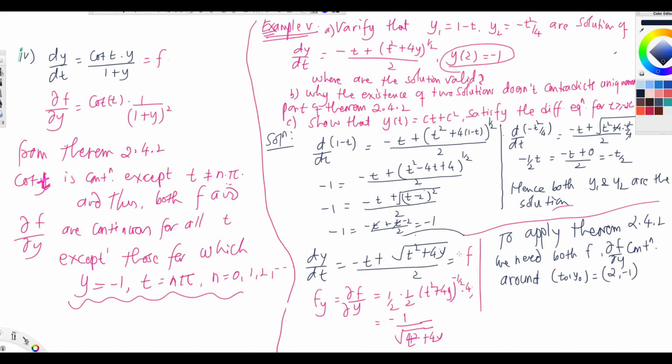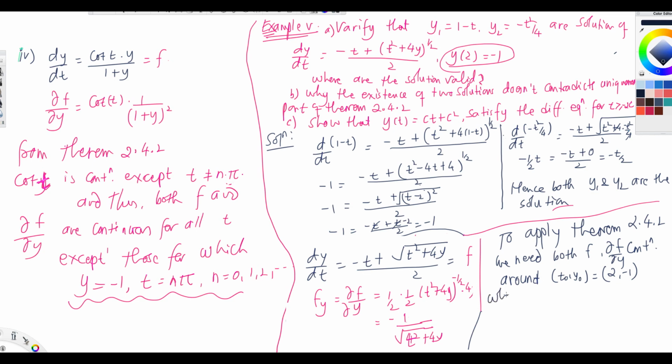So if both of these solutions satisfy the equation when you replace y by 1 minus t and y by negative t square over 4, then if you find that both f and f sub y are continuous around that point, that will violate theorem 2.4.2. It says that if both f and the partial derivative of f with respect to y are continuous around that point, then the solution will be unique. Unique means only one, right? You cannot have more than one satisfying that condition. But let us try what happens, okay?